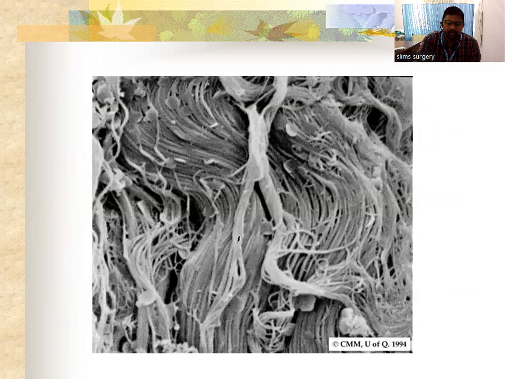This is the microscopic picture. You can see a lot of collagen that has been formed within the first 4 weeks of injury.